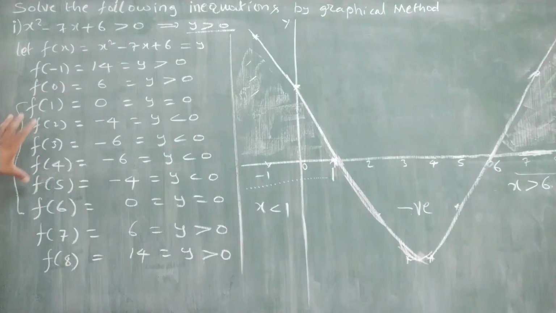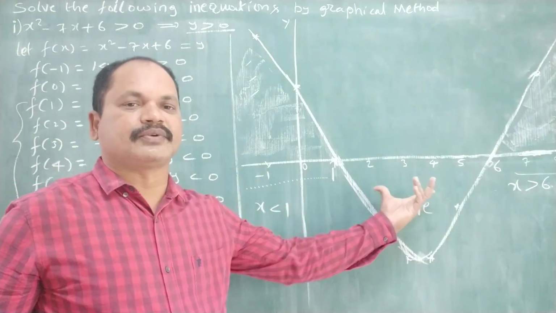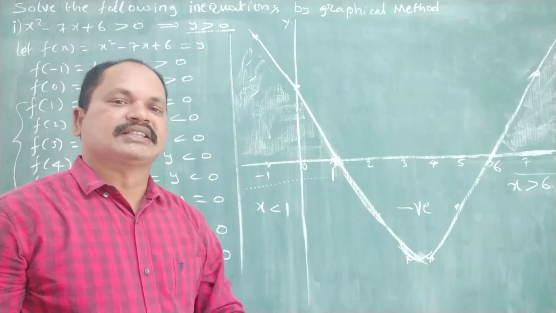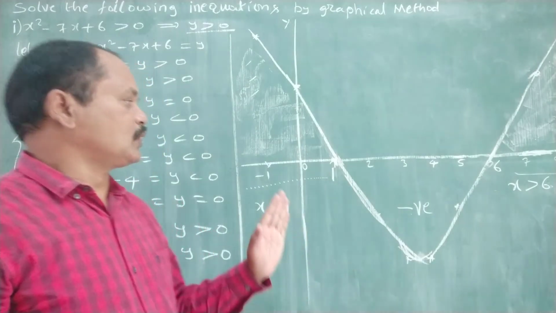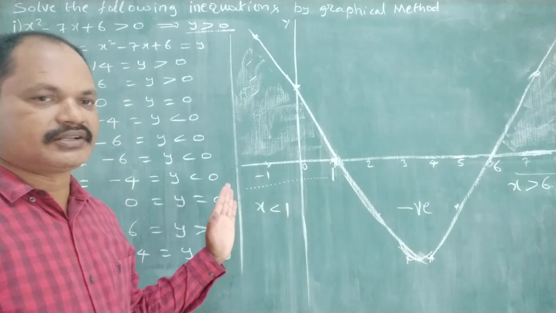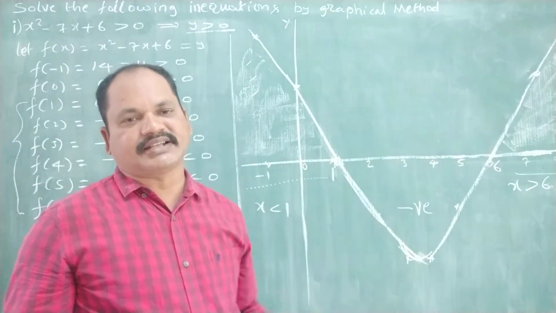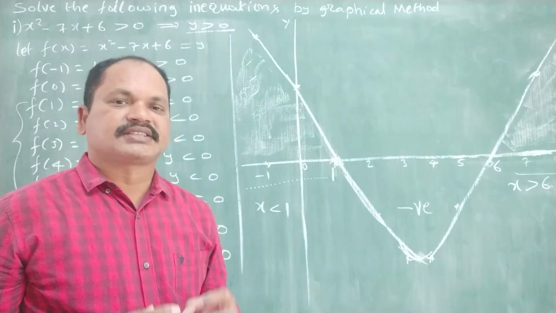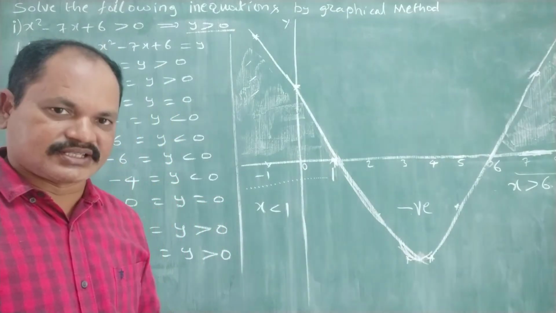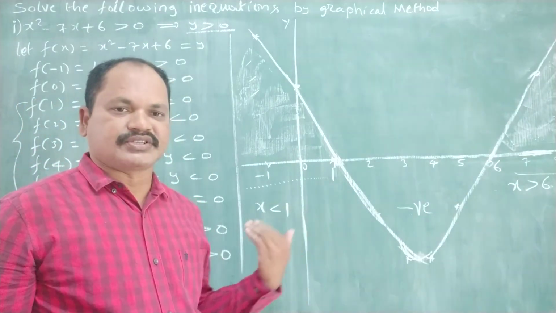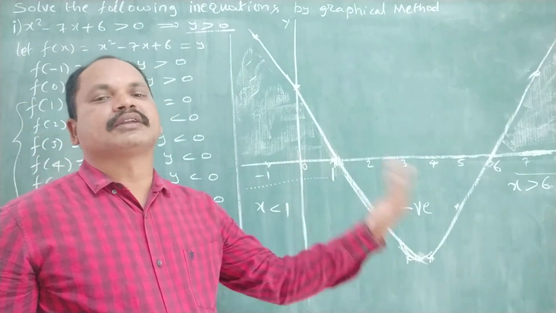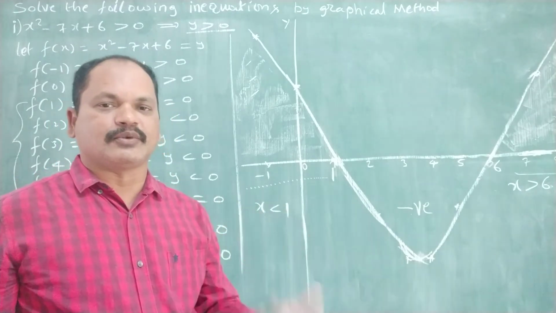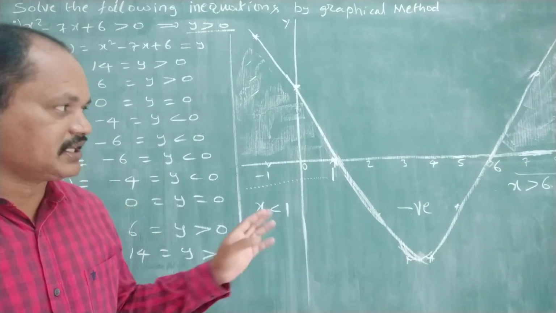So this is the restricted area for this inequation. That's why this inequation is positive only when x is less than 1 and x is greater than 6. So we have to take the real numbers below 1 or above 6. All the real numbers below 1 and above 6 satisfy this inequation.